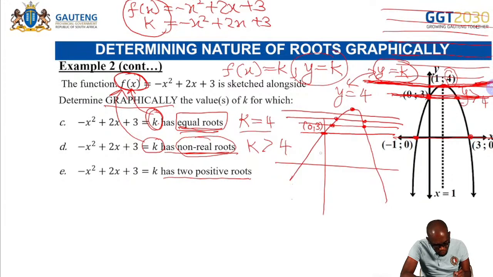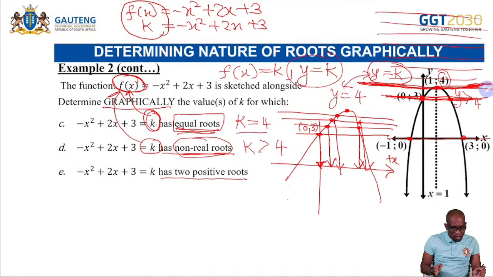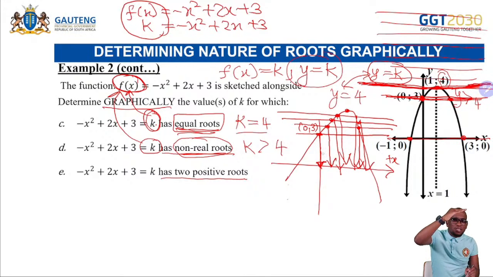Why are we saying they are both positive? We have said here one root is 0 because x is equal to 0 there. But now x here is positive, x here is positive because we are on the positive x-axis. Also x here is positive, x there is positive. So that is where we are saying they are both positive, those roots, because the x value here is positive and the x value there is positive.